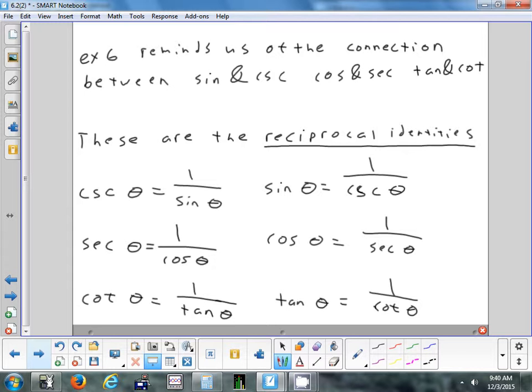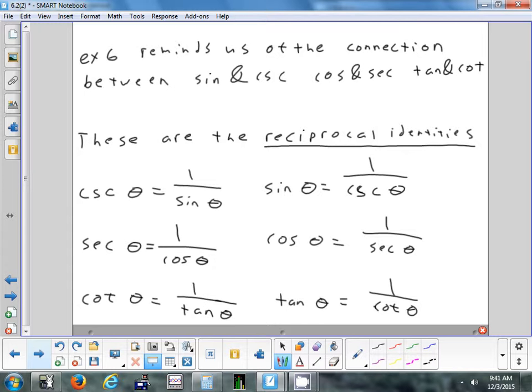Notice what happens if you take the sine and flip it, you get cosecant. And if you take the cosecant and flip it, what do you get back? You get the sine back. So you can just keep flipping it, and it goes back and forth. If you flip the secant, you go back to cosine. If you flip the cotangent, you go back to tangent. These are all called reciprocal identities.